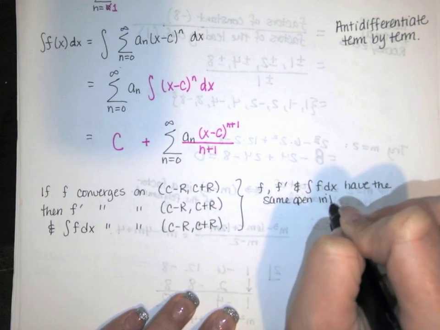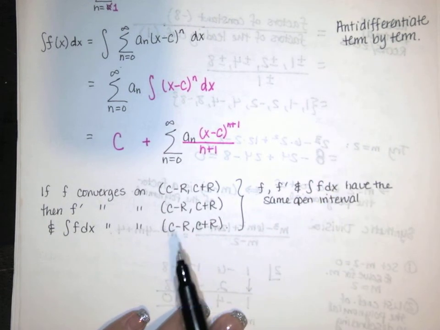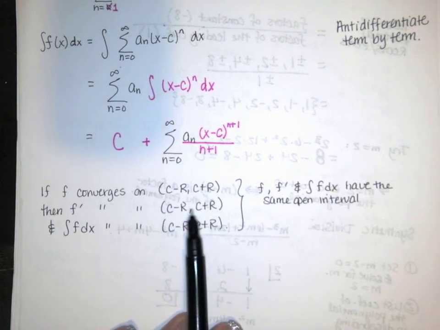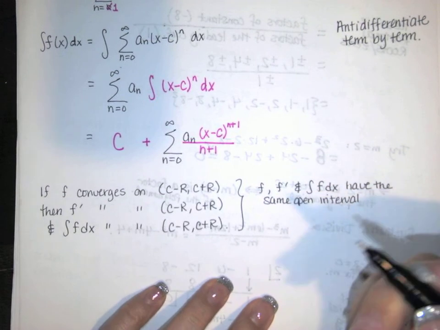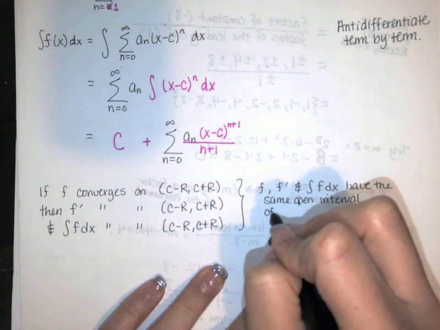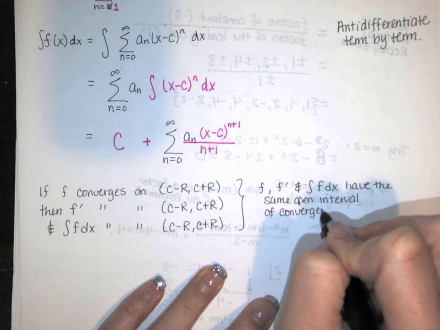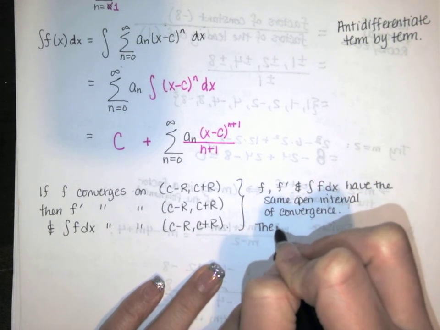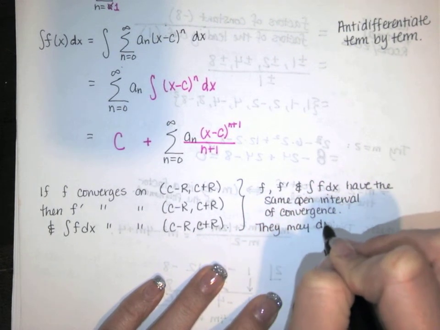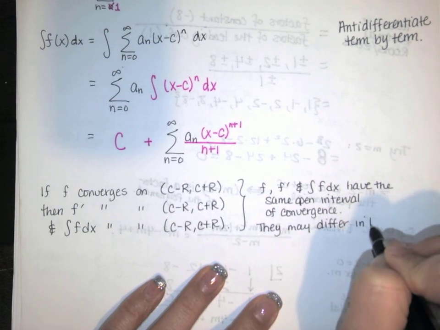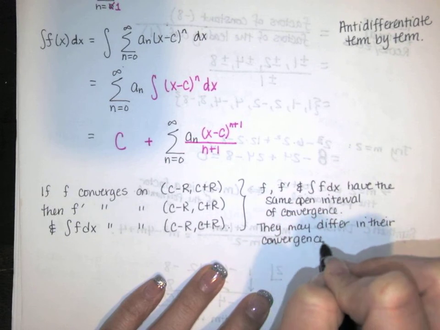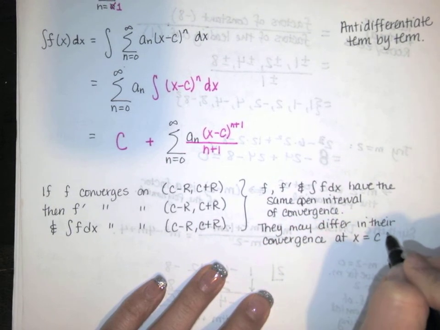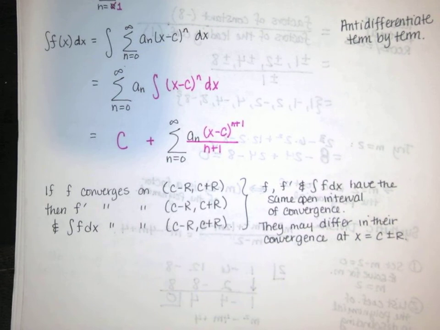And what I mean when I say open interval of convergence is that if this one converges on negative 2 to 2, this one converges on negative 2 to 2, and this one converges on negative 2 to 2. The only place where they might differ is at the endpoints. So I'm going to write, they may differ in their convergence at x equals c plus or minus r, so at the endpoints of the interval.